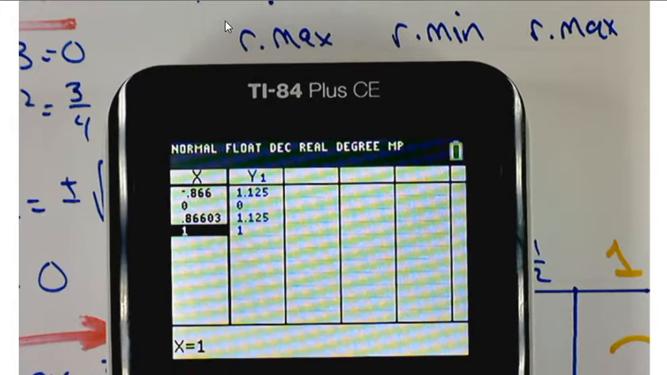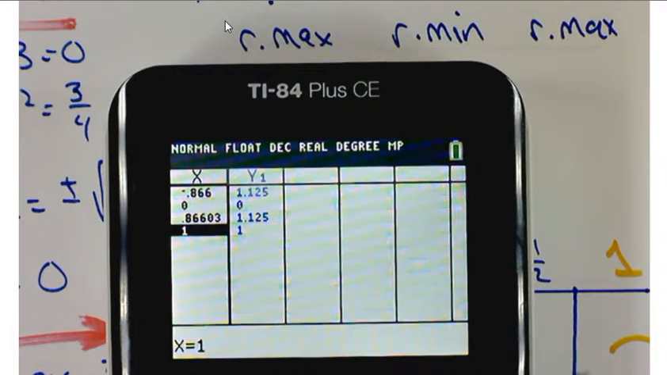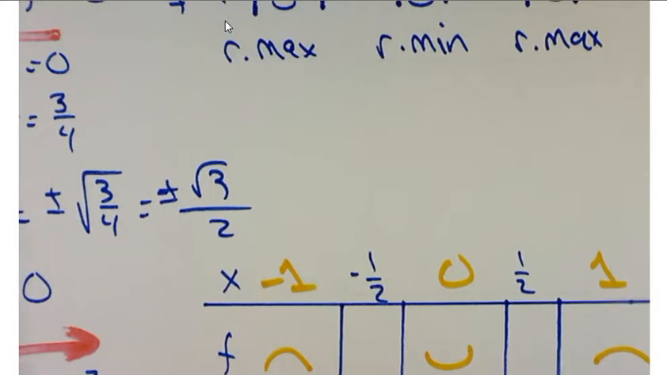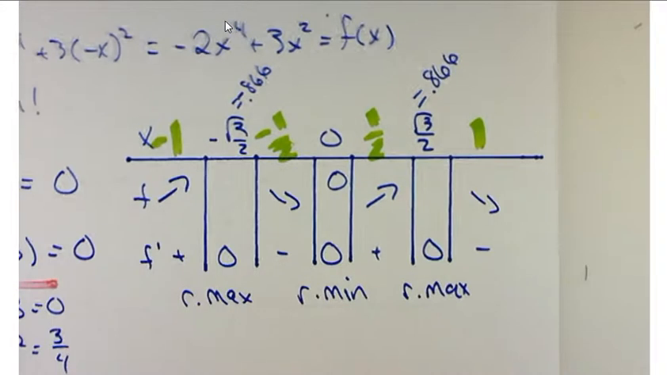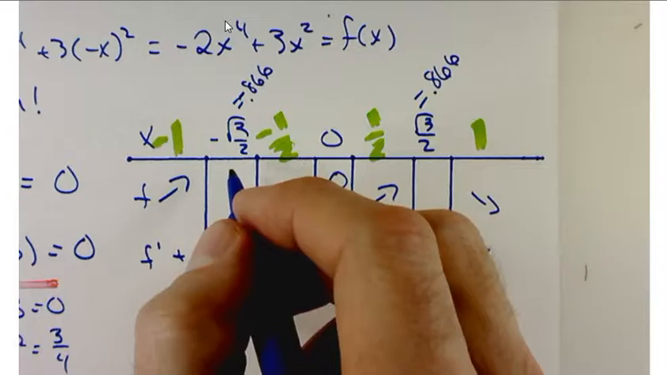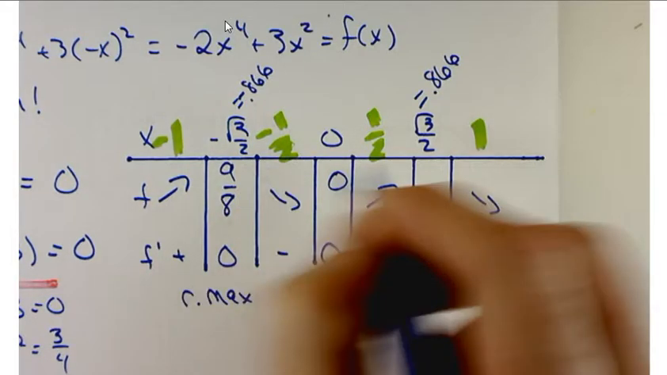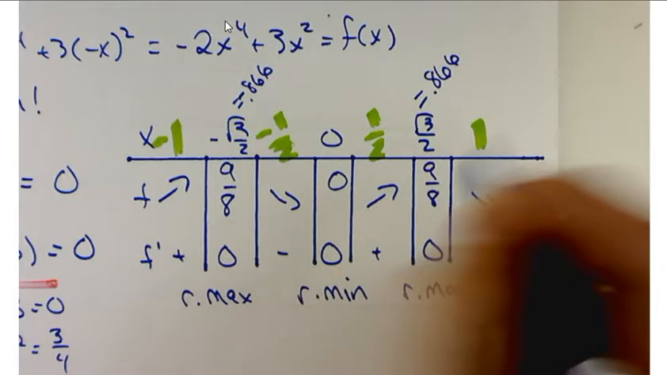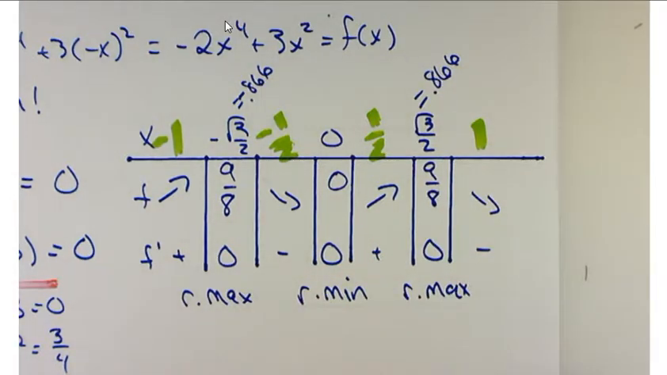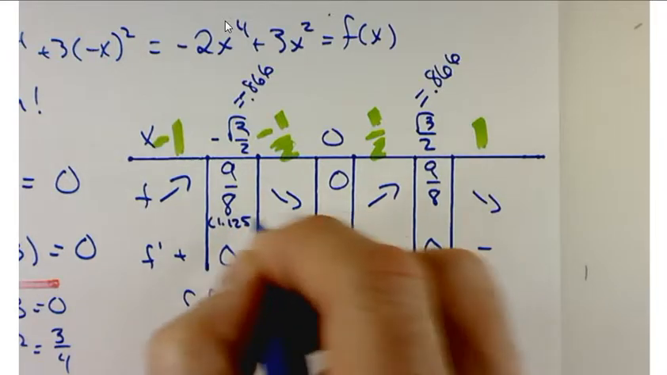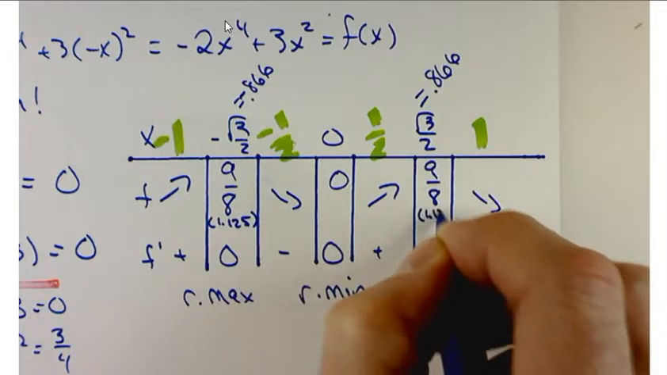And I get some nice y coordinates. So let's write those down. Those all fill in this function here. So 1.125, that's 9/8. 9/8 for both of those, or 1.125. You know, it's up to you. 1.125.